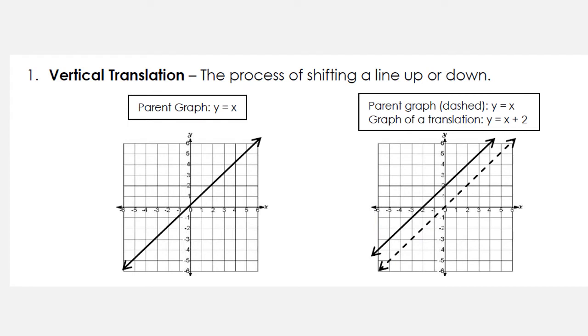Let's look into a vertical translation. In this process, we will take the parent function y = x. This is our y = x. And we will translate it. Translation is the process. We will translate it 2 units up. So take the parent function and translate it 2 units up without changing its direction or slope. We will just slide it up 2 units. That's how we will do vertical translation.